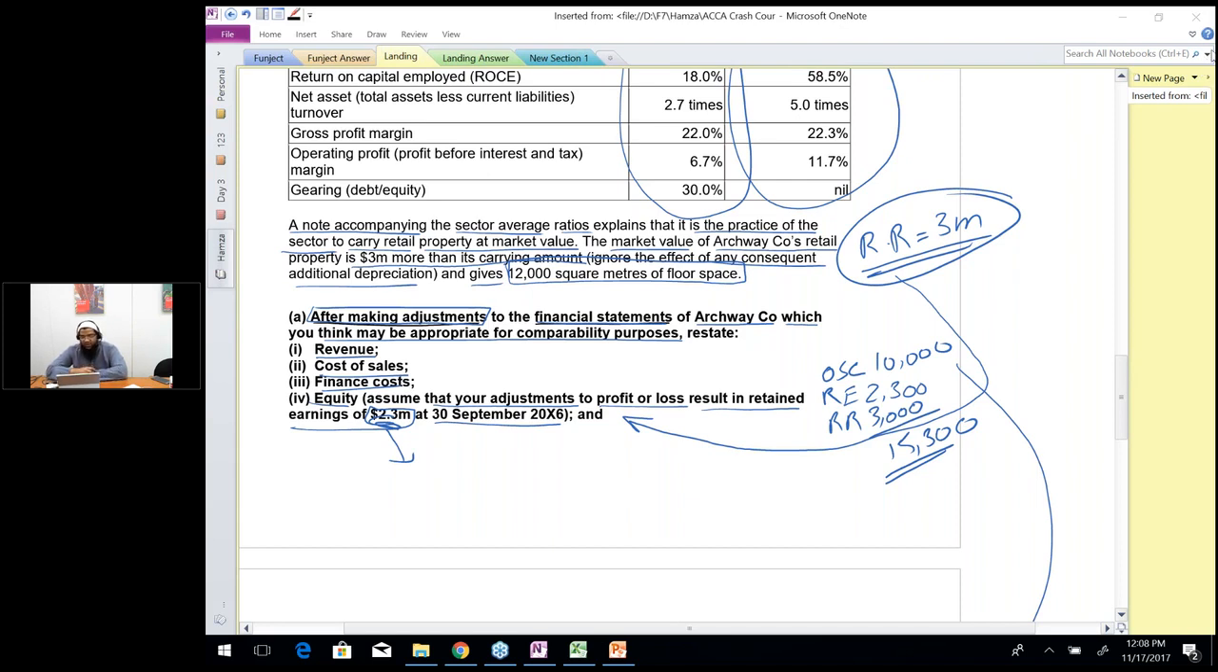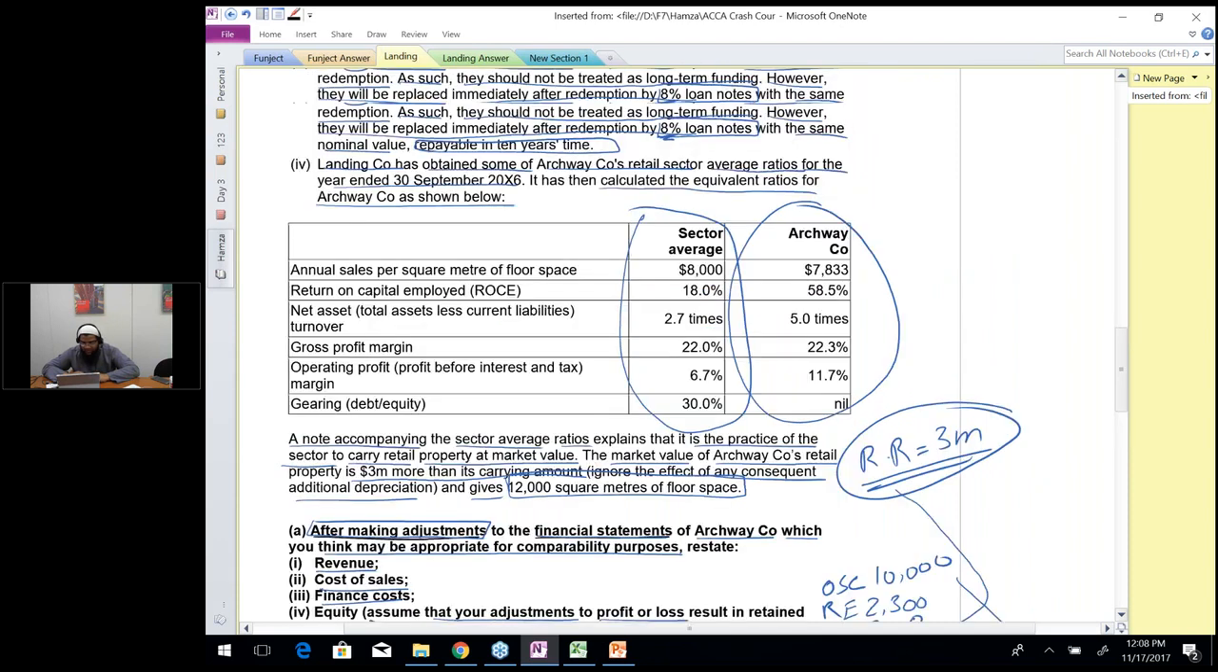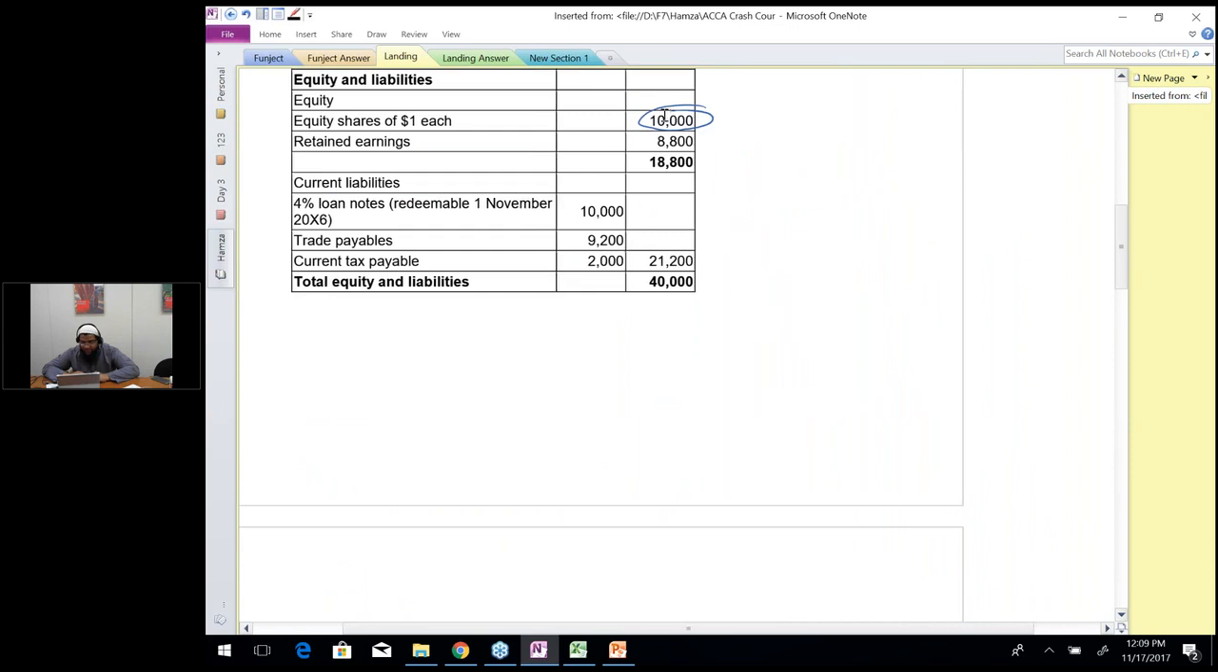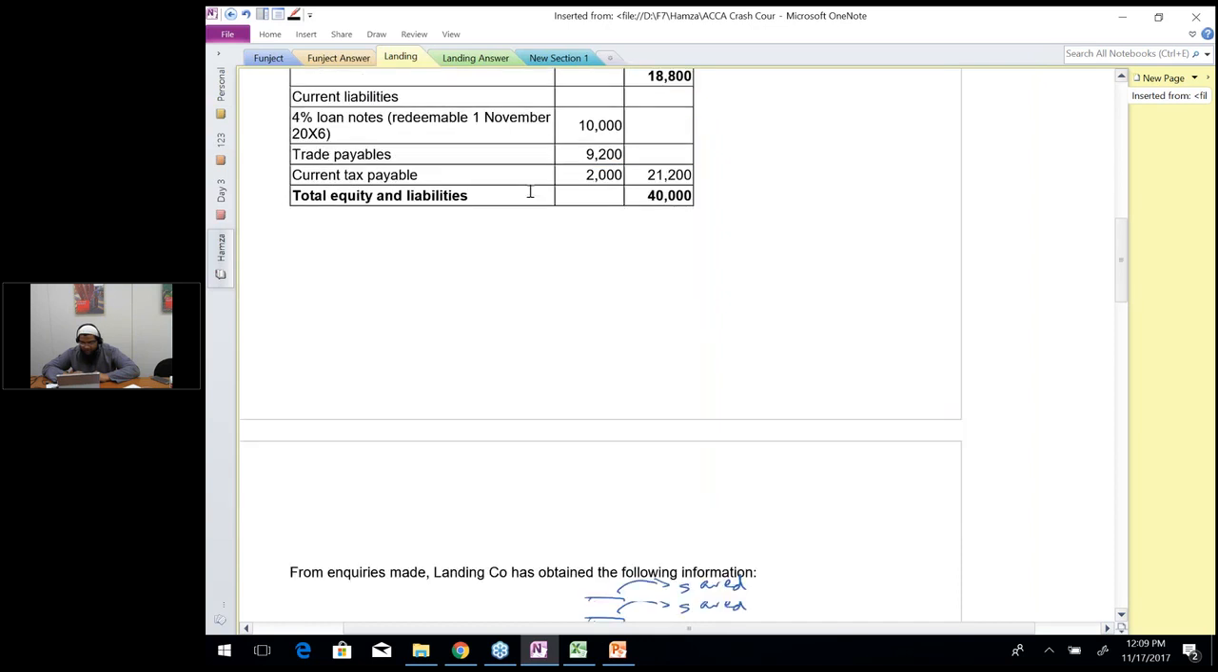Simran, we have added 10,000 because the question is asking about the total equity. And the total equity would include all equity reserves: share capital, share premium, revaluation reserve, retained earnings, any other reserve. All of the reserves are a part of equity. Simran, what didn't you get? 10,000 from where? From the balance sheet. If I go back to the balance sheet, you can see the share capital, equity shares, is 10,000. This is where I've got it. And then I've added the retained earnings of 2,300 and then the revaluation reserve.